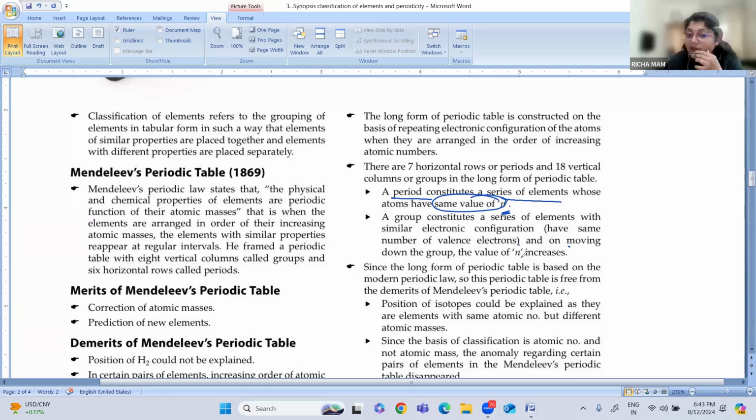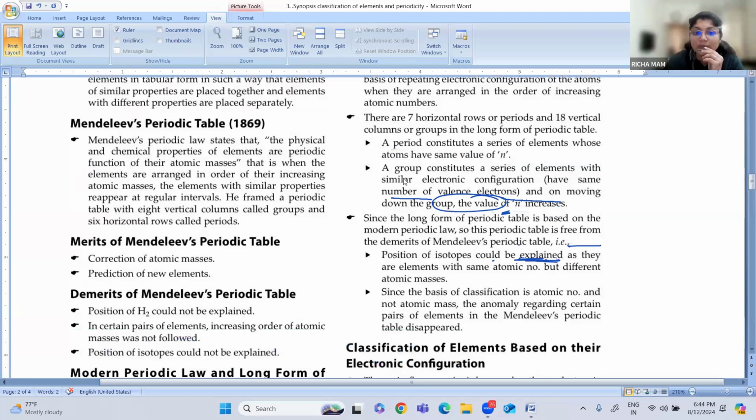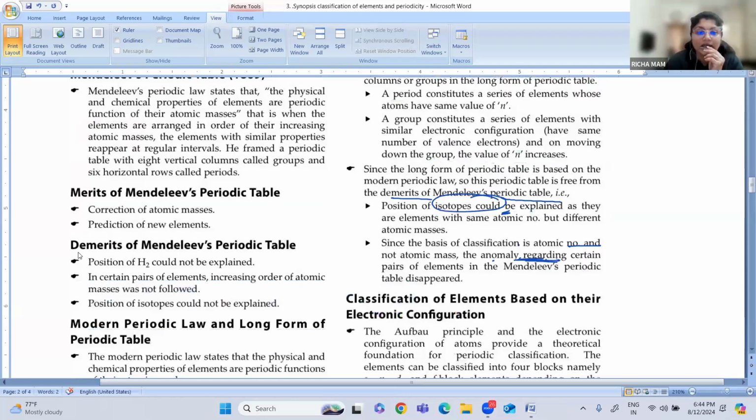As you go down the group, what will happen to the value of n? The value of n increases. So a period consists of elements whose value of n is the same. A group consists of elements having similar electronic configuration, but as you go down the group, the value of n increases. These are some of the points you have to remember in the modern periodic law.